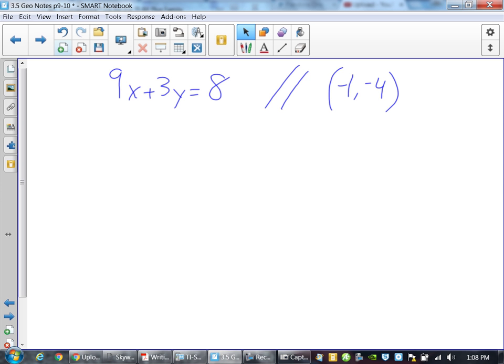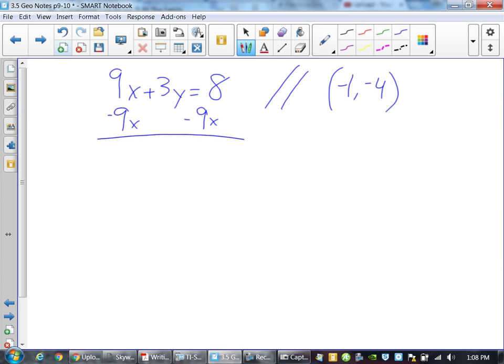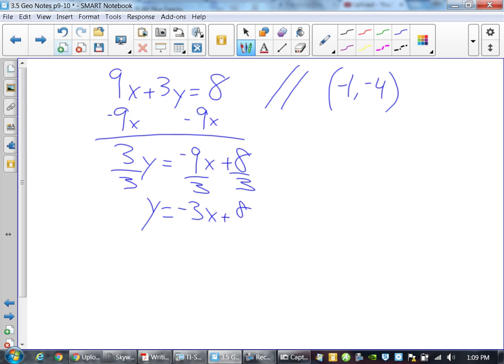So 9x plus 3y is 8. What's the first thing I'm going to do? Subtract the 9x. Good. So I have 3y is negative 9x plus 8. And now what? Divide by 3. Very good. Negative 3x plus 8/3. Do I even care about that 8/3? Not really. Doesn't matter. Somewhere it does if we graphed it, but I don't really want to graph it.